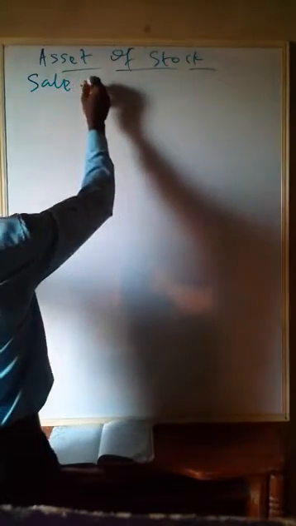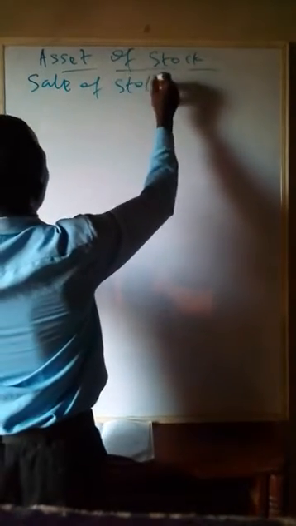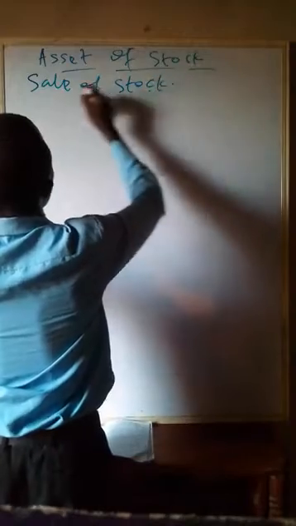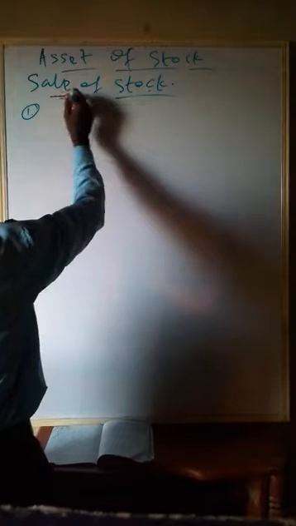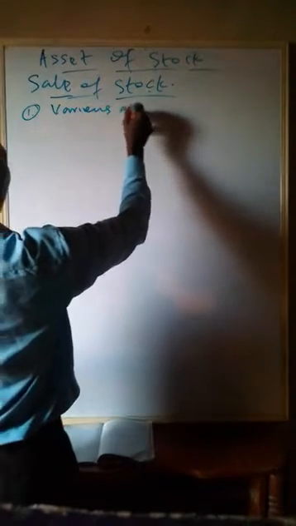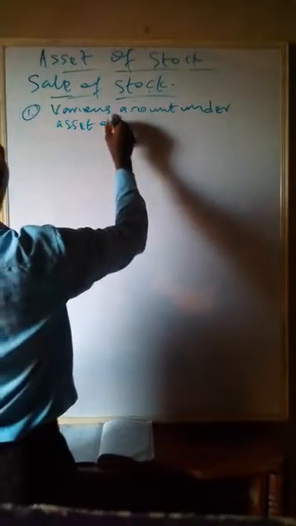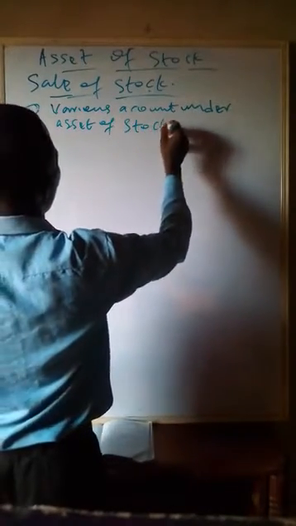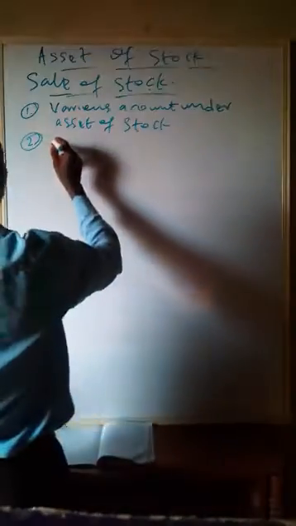Today we are on sales of stock. Sales of stock. We are going to cover both cash and credit basis. We are covering, first, presenting the various accounts under assets of stock.